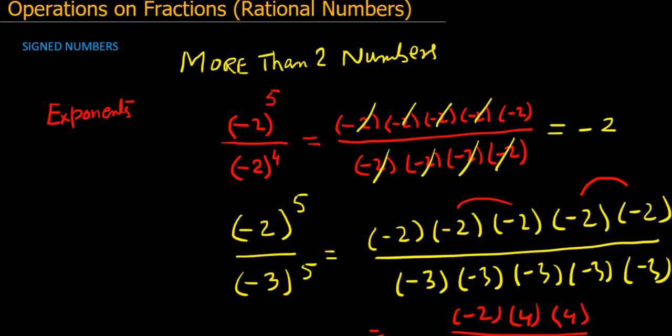And then you do the same in the denominator. 9, 9 again, 9 from these two, 9 from these two, and you are left with minus 3.